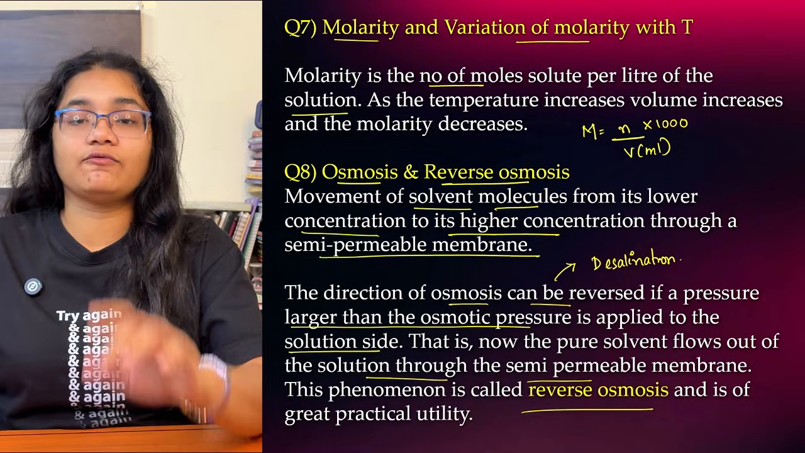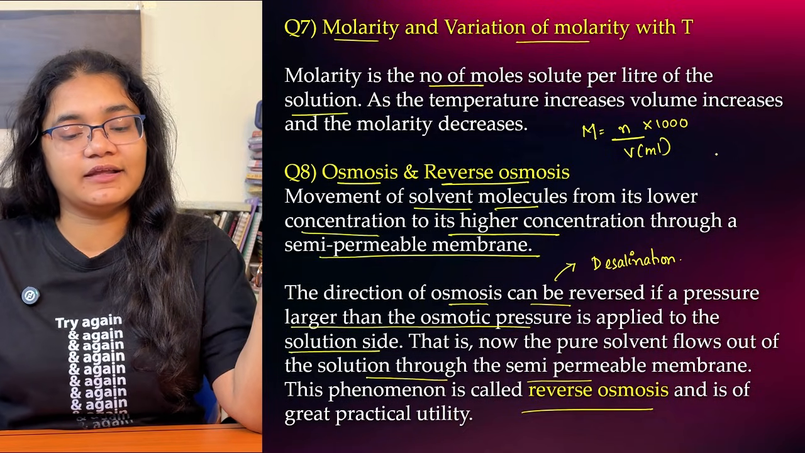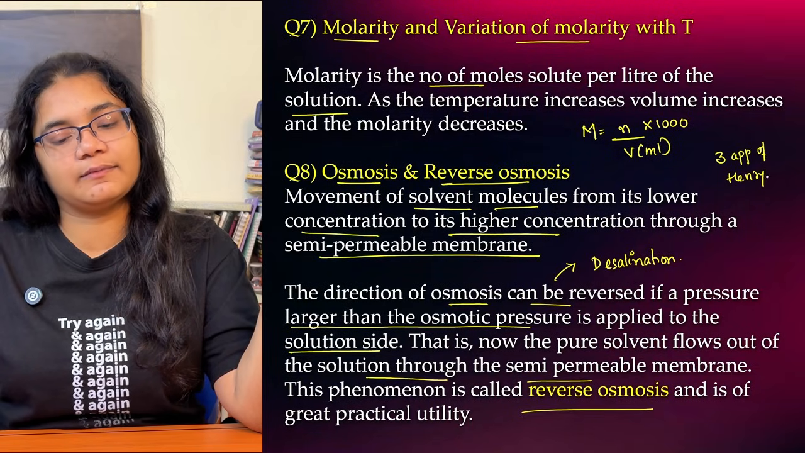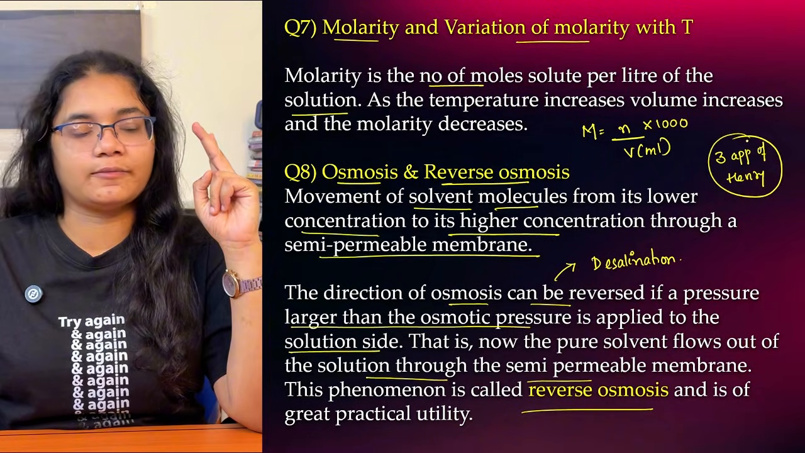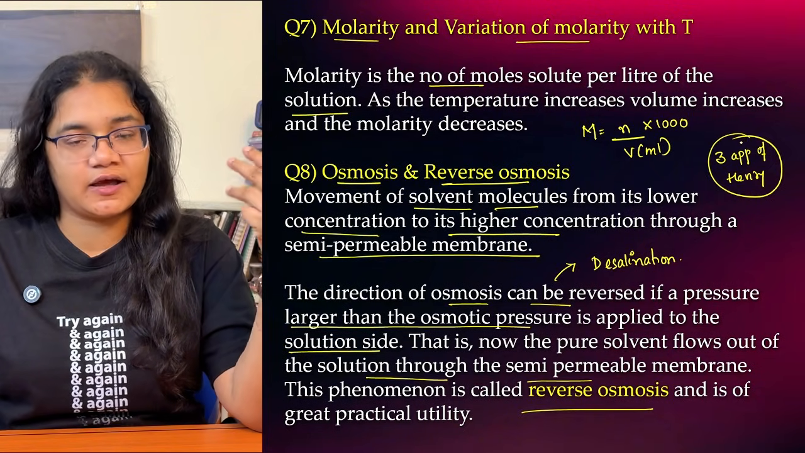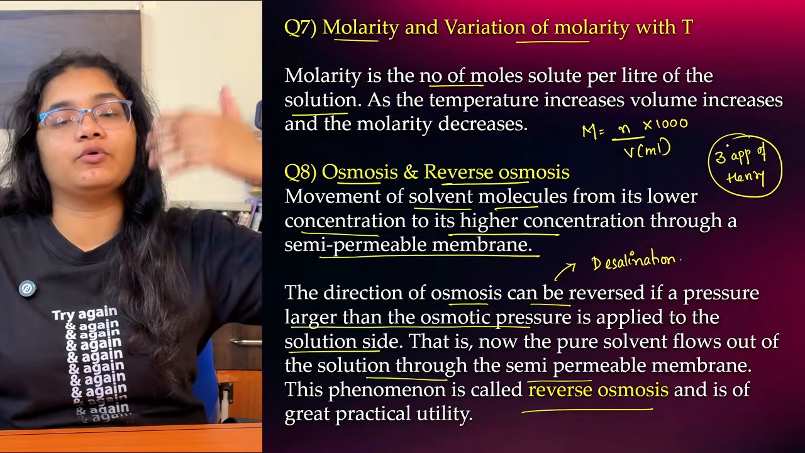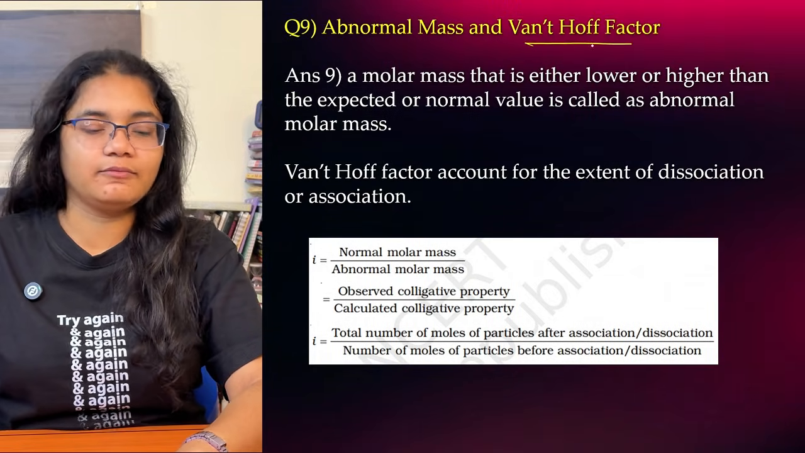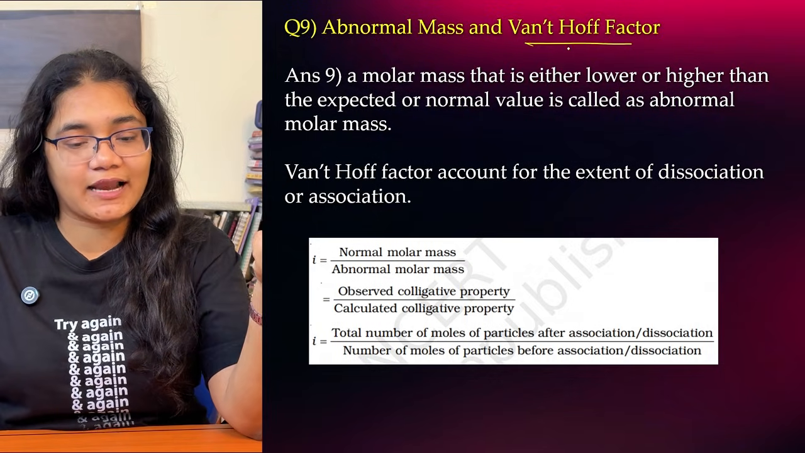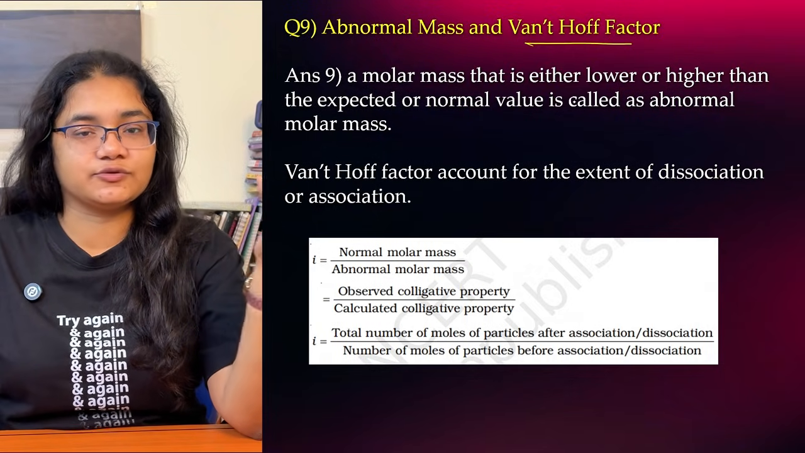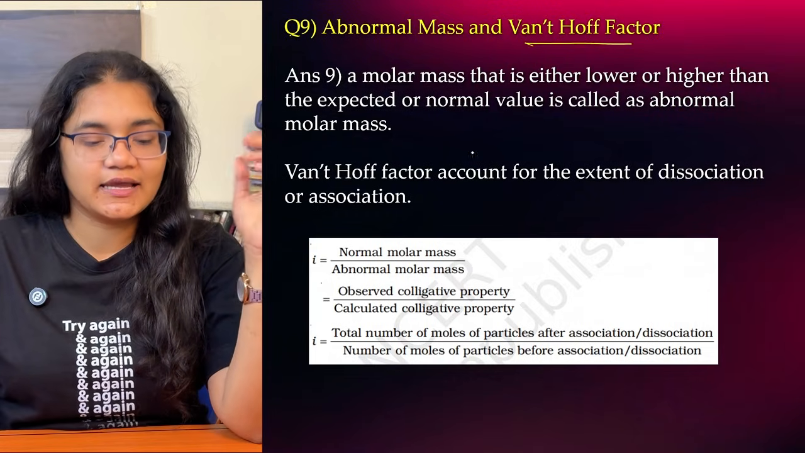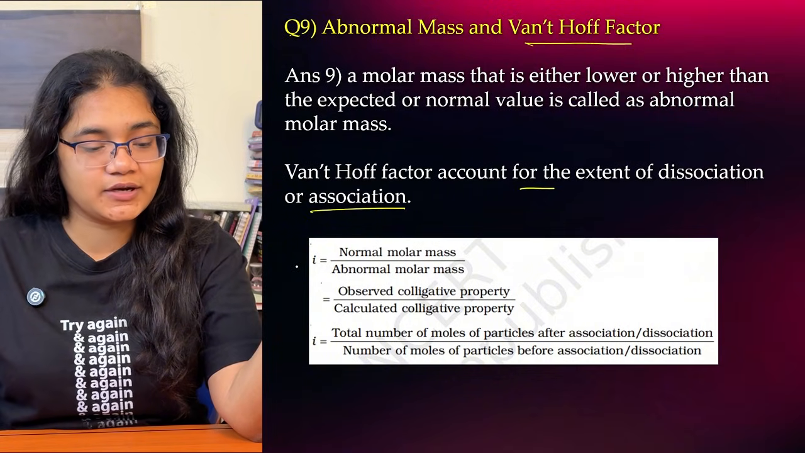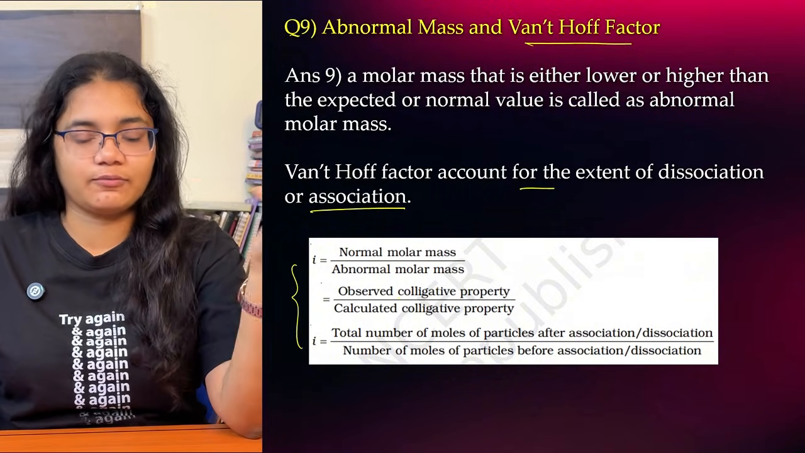Okay, one more thing that I want all of you to prepare, which I have left here, is the 3 applications of Henry's law. This is an important one: scuba diving, carbonated drinks, and the anoxia that happens when people go to a higher altitude. Now, next is what is abnormal mass and Van 't Hoff factor. Abnormal mass is the wrong mass that we calculate, and this happens because of the association and dissociation of the solute particles. And how do you define Van 't Hoff factor? It accounts for the extent of association or dissociation, and any one formula you can write down from here.